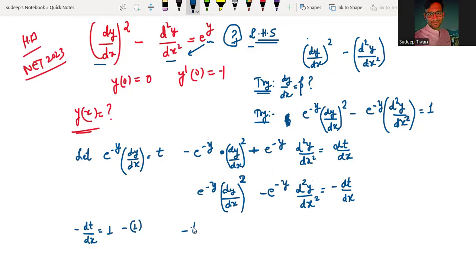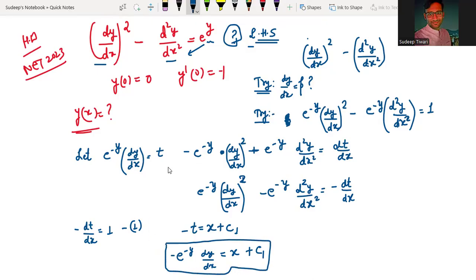You can simply integrate it. So it will give you minus t is equal to x plus c1. And what is t, by the way? t is e raised to power minus y dy upon dx, so minus e raised to power minus y dy upon dx is equal to x plus c1. एक चीज हमें पता है already कि y dash 0 is given to be equal to minus 1. So what I can do, I can use it here, that y dash 0 is given to be minus 1 and y(0) is given to be equal to 0.